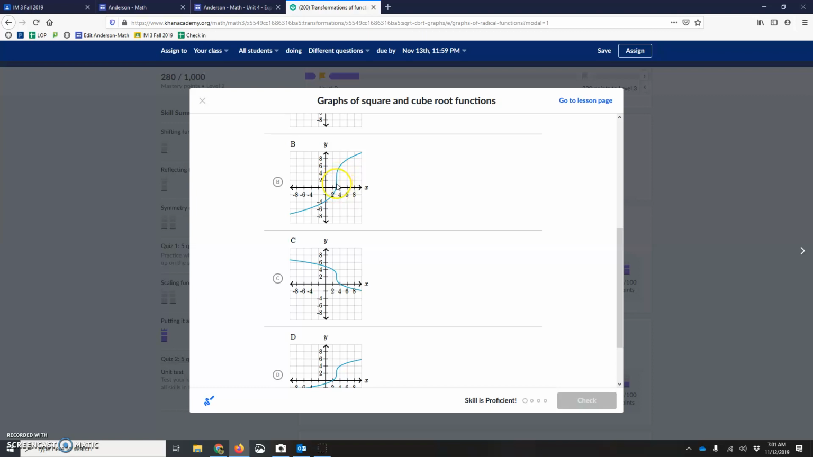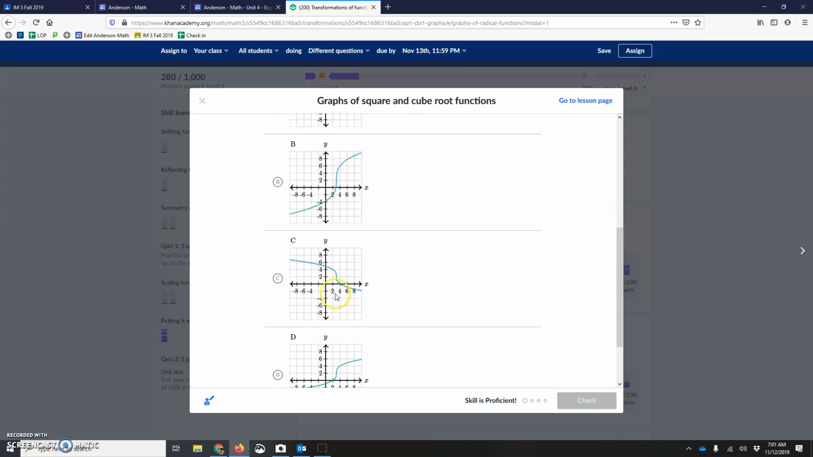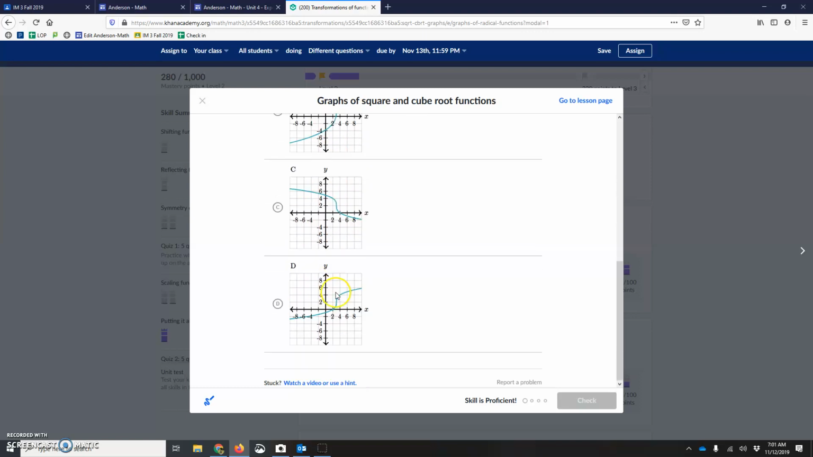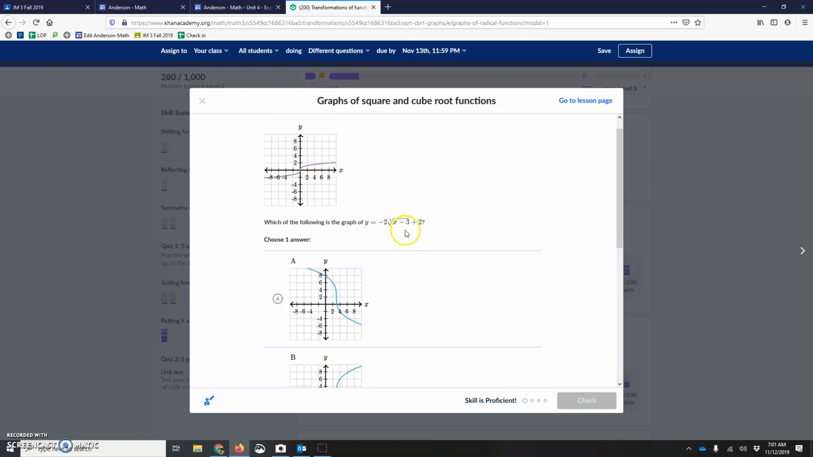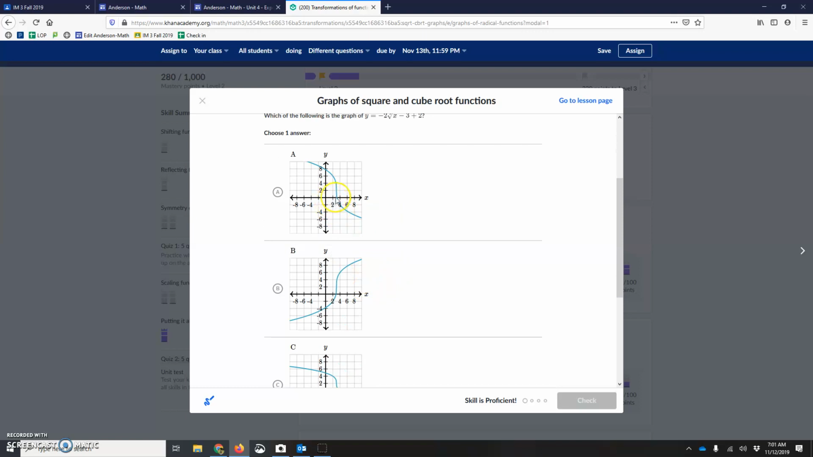It goes through x is 3 and y is 2 on all four graphs. So we plug in 3, and I'll bet we're going to get a 2 out. 3 minus 3 is 0. The cube root of 0 is 0, times negative 2 is 0, plus 2 is 2. So putting in the value of 3 does not help us out.